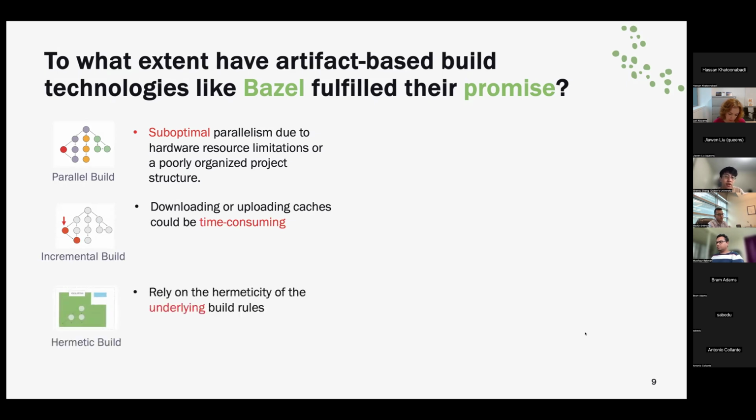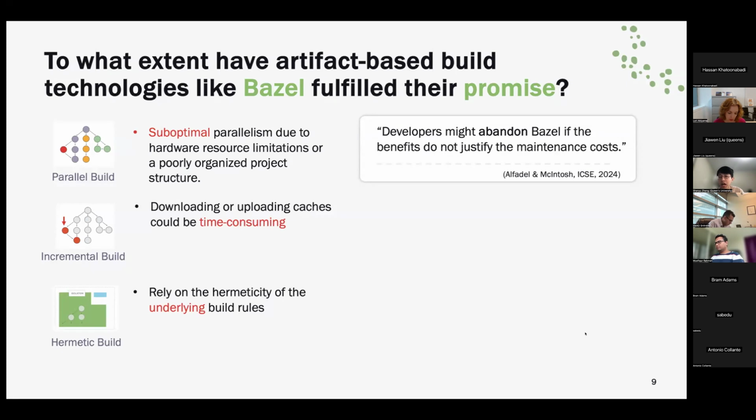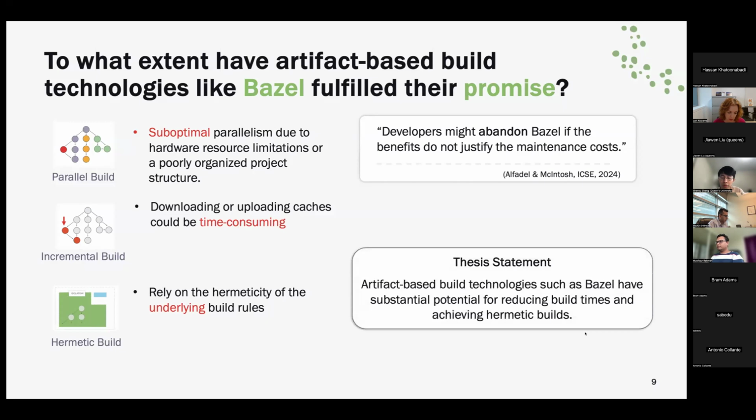For hermetic builds, the hermeticity of the build process relies on the hermeticity of the underlying build rules. However, these build rules may not be reliable, especially when they come from the open source community. A recent study pointed out developers may abandon Bazel, which is the most popular artifact-based build technology, if the benefits do not justify the maintenance costs. Therefore, in this research, we argue artifact-based build technologies such as Bazel have substantial potential for reducing build times and achieving hermetic builds.